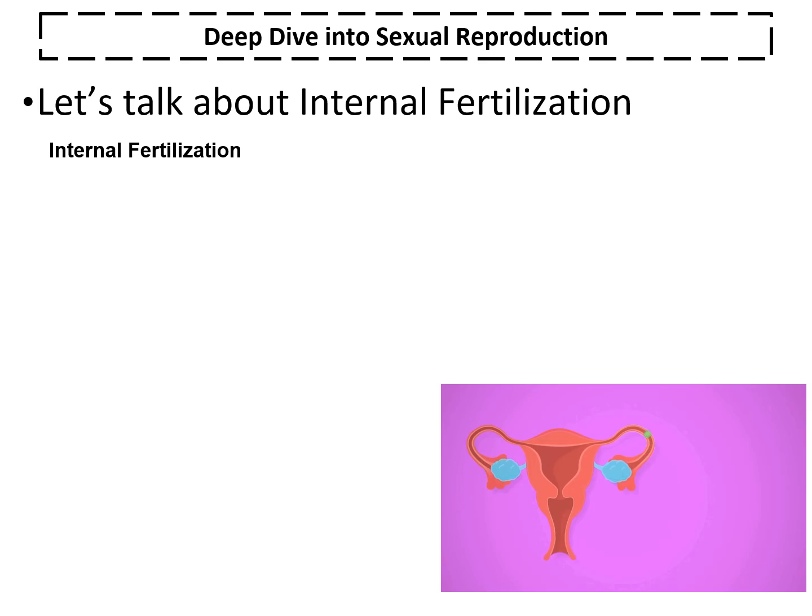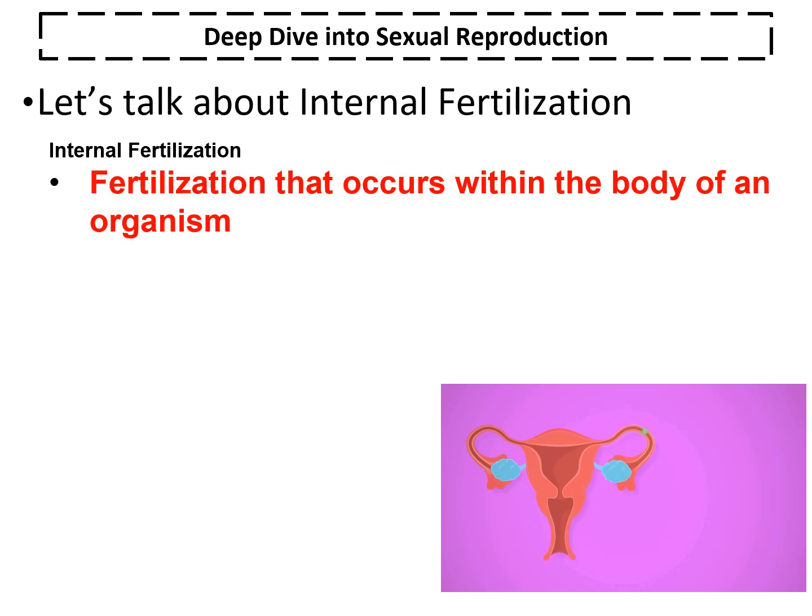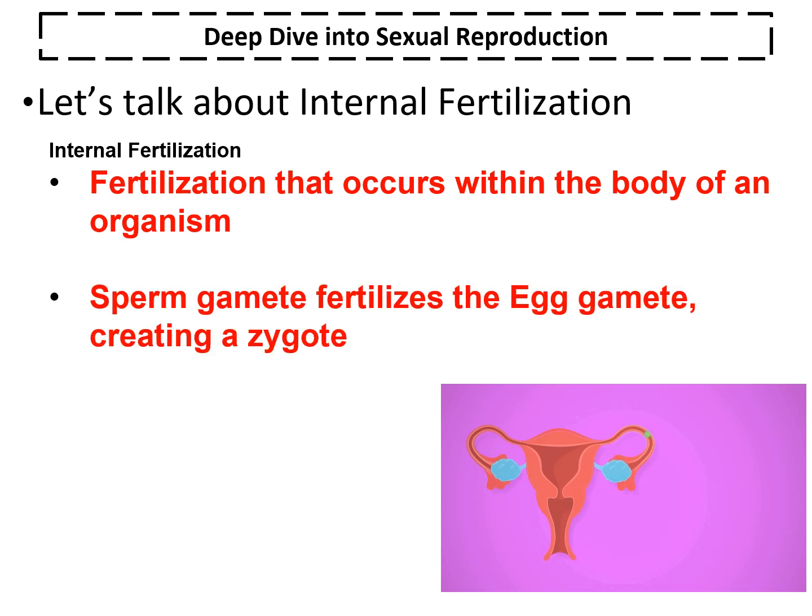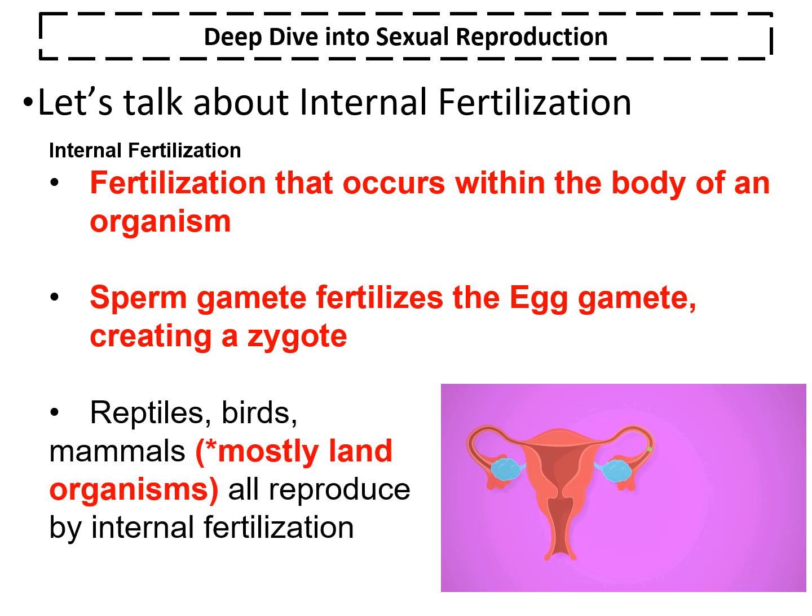All right, here we go. Internal fertilization. Internal fertilization is fertilization that occurs within the body of an organism. Remember, fertilization is the joining of the two gametes, the egg cell and the sperm cell. If it's internal fertilization, it has to occur within the body of an organism. So the sperm gamete and the egg gamete join together and create a zygote.